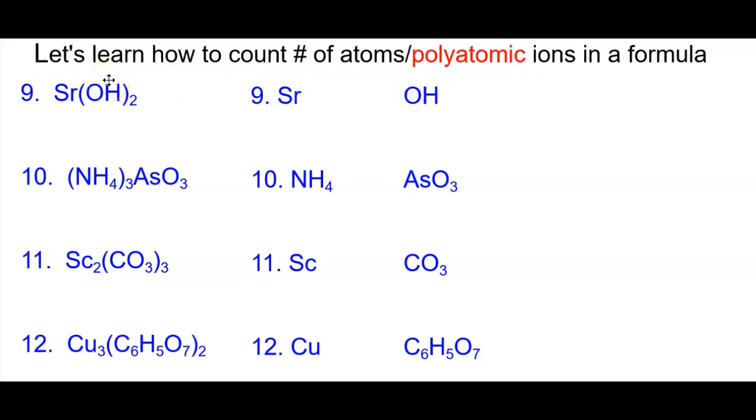We have 2 methods of counting when we get to balancing here shortly. So if there's a poly, we're going to put it as a unit over to the side. So SR is not poly, but OH is poly, 2 or more atoms. Even though there's no subscript numbers, this is 2 or more atoms, and it is a polyatomic. NH4 is a poly acting as a unit. ASO3 is a unit. C is not a poly, but CO3 is poly. Cu is not poly, but C6H5O7 is polyatomic.